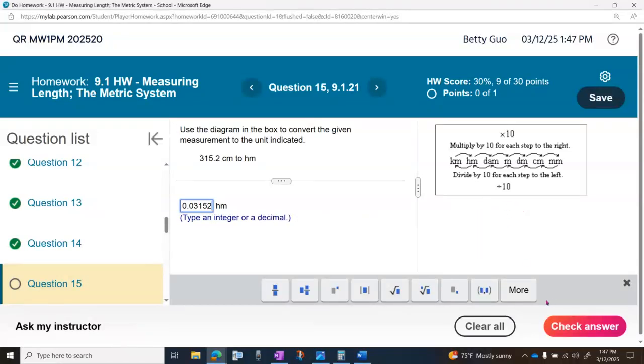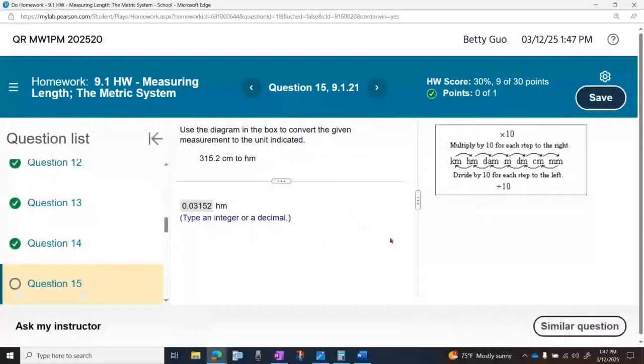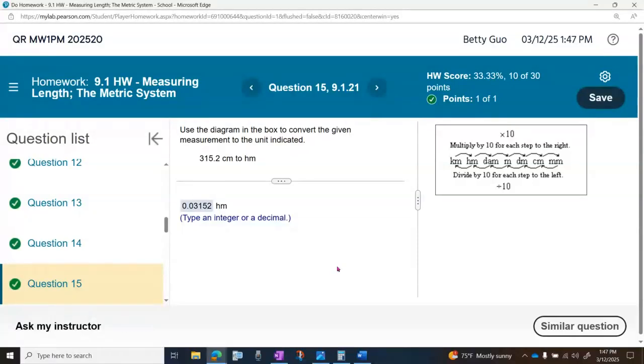Okay? Do you see it? When you have a lot of steps, be careful. It's always good to double check. And let me know, do you see it? From CM to HM, you go to the left 1, 2, 3, 4, 4 times. So you move the decimal point in 315.2 to the left 4 times. You have this result. So far so good, everybody?